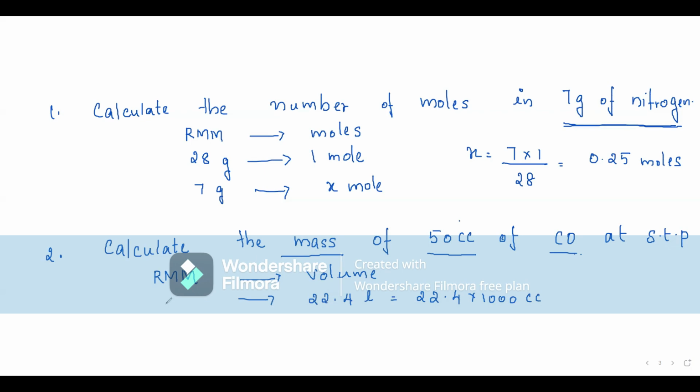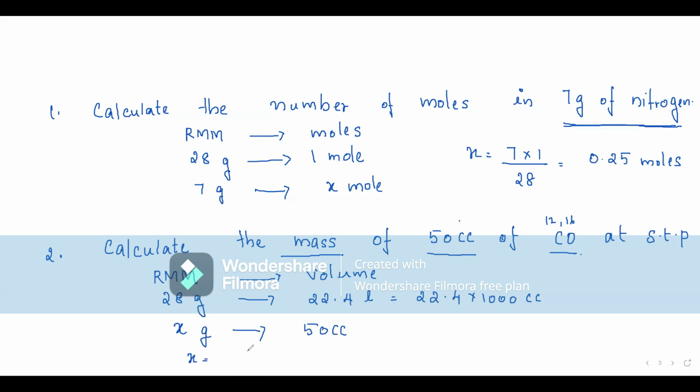What is RMM of carbon monoxide? 12 plus 16, 28 grams. 28 gram is 22.4 into 1000 cc. Therefore, X gram will be 50 cc. Now solve for X by unitary method.